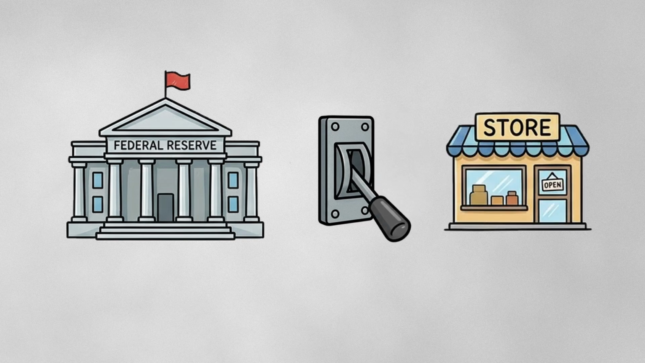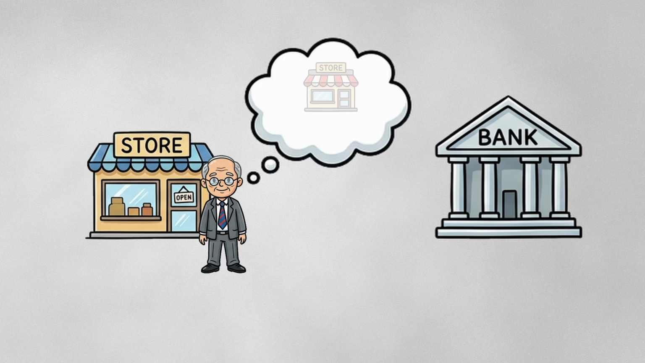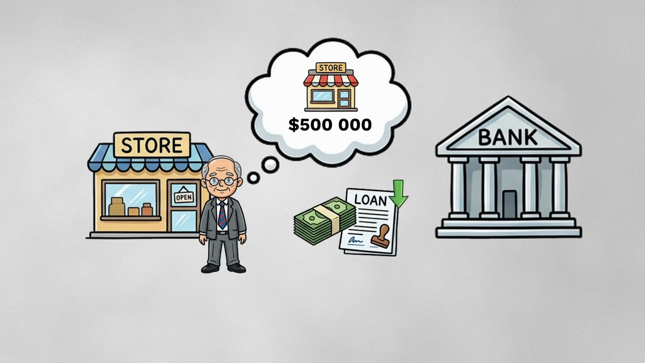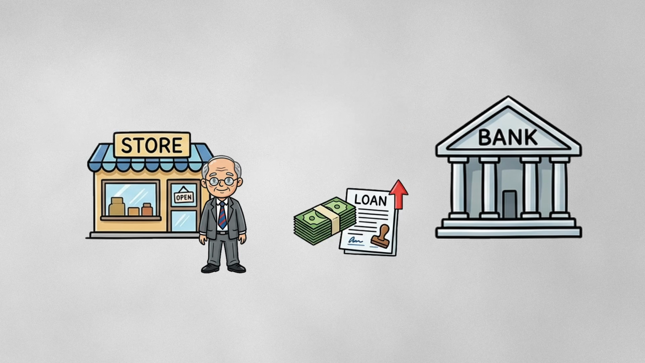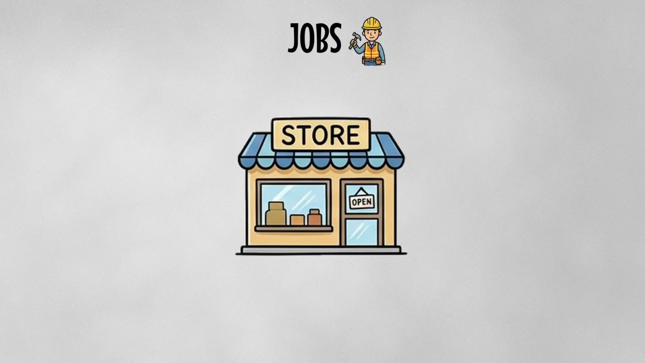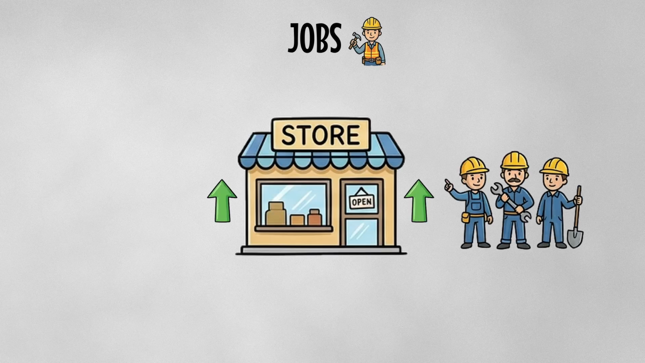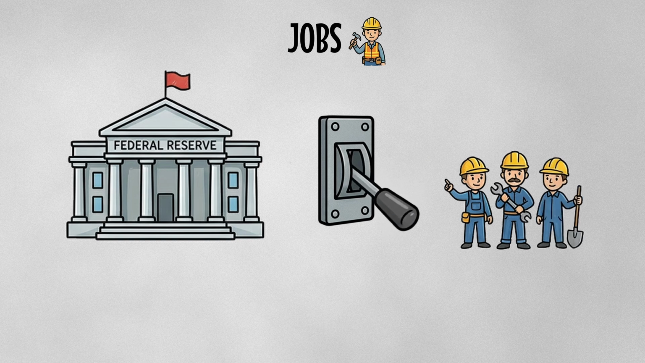Now let's bring in businesses. Businesses also borrow money. Imagine a company wants to open a new store. It needs $500,000. If interest rates are low, the loan is cheap. The company opens the store. If interest rates are high, the loan is expensive. The company delays or cancels the plan. Now think about jobs. If businesses expand, they hire more workers. If businesses stop expanding, they hire fewer workers or even lay people off. So interest rates indirectly affect employment.